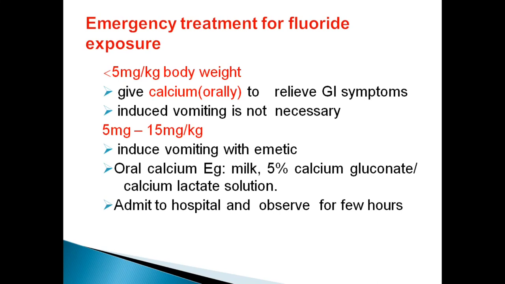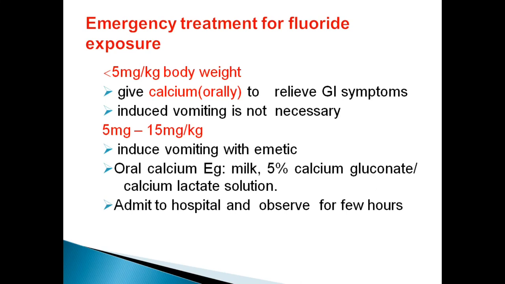So if it is very little, just 0.5 gram, we need to give calcium, because calcium binds to fluoride. Fluoride is highly electronegative. The ion exists in a highly electronegative state, that is F minus. So it will immediately react and bind to the calcium. Calcium fluoride will be formed, because it's very difficult for fluoride to stay as an ion, so it always exists as a compound. If we give calcium, this fluoride will join with calcium and become calcium fluoride. So it relieves GI symptoms, and there is no need for induced vomiting if the person consumes around 0.5 gram, less than 5 milligram per kilogram body weight.